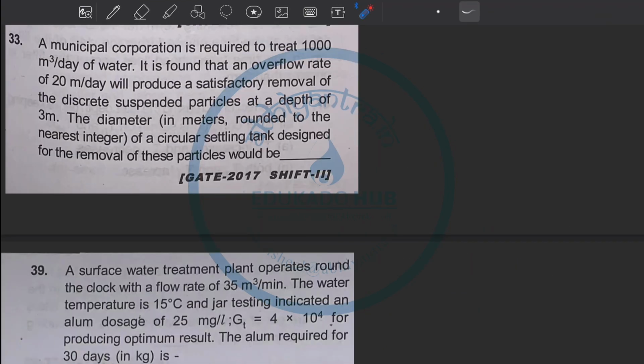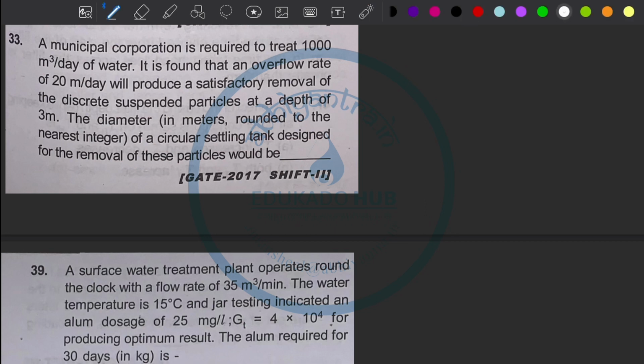So the next question says that a municipal corporation is required to treat 1000 meter cube per day of water. It is found that an overflow rate of 20 meter per day will produce a satisfactory removal of the discrete suspended particles at a depth of 3 meters. The diameter of a circular settling tank designed for the removal of these particles would be.